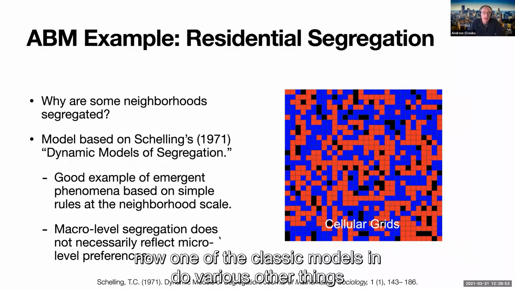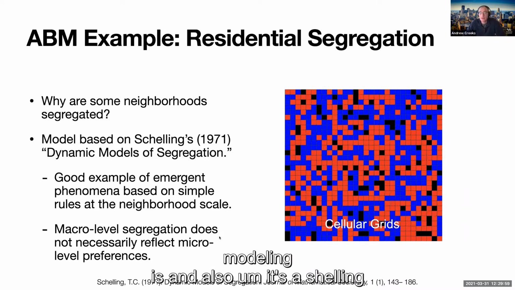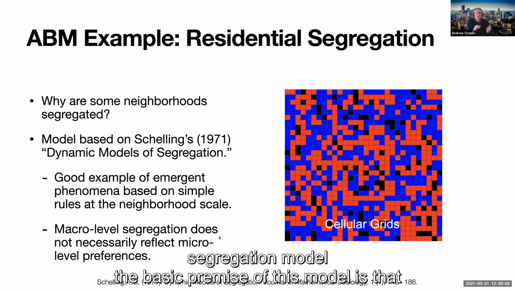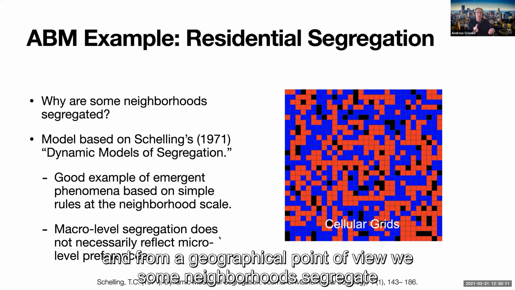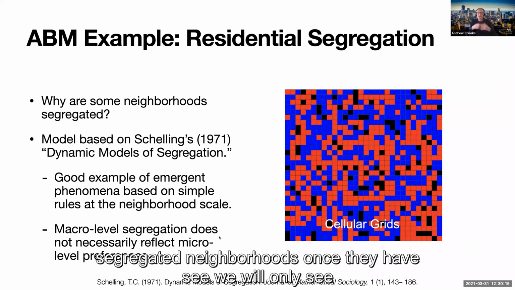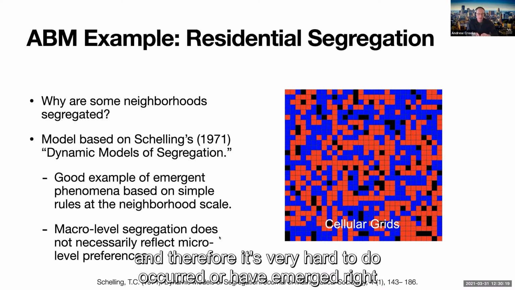Now, one of the classic models in social simulation and agent-based modeling is the Schelling segregation model. The basic premise of this model is: why do neighborhoods segregate? From a geographical point of view, we only see segregated neighborhoods once they have emerged, right? And therefore, it's very hard to do anything once that happens.